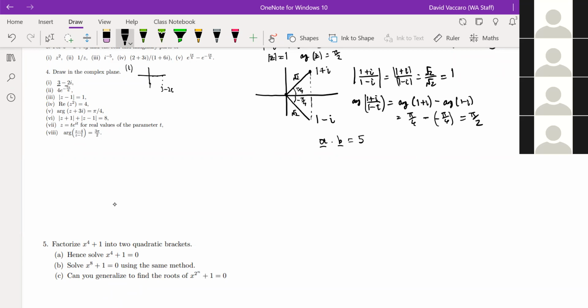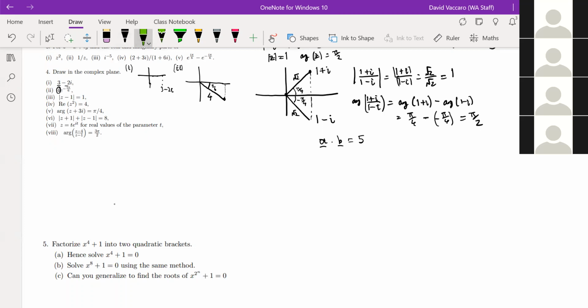For part II, it's written in polar form, and this time we can read off the modulus as the coefficient of the complex exponential, so that's 4, and the argument as the imaginary exponent, and that is -π/6. So what we've got there is a vector where this angle is π/6 or 30 degrees, and the length is 4.